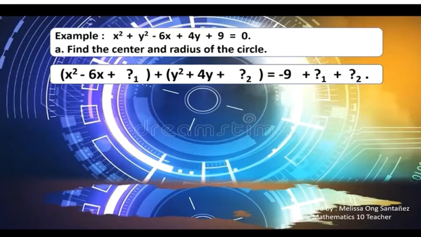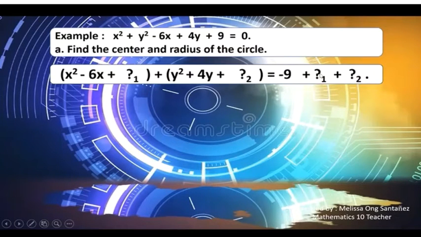So negative 6, let's take it one at a time. Negative 6 divided by 2 will give you negative 3. Now you square it. So that will be 3 squared, which is 3 times 3, and that will give you 9. So your question mark number 1 value here must be 9. And you also need to add it right here.